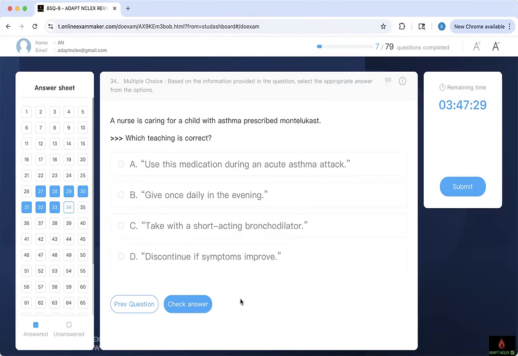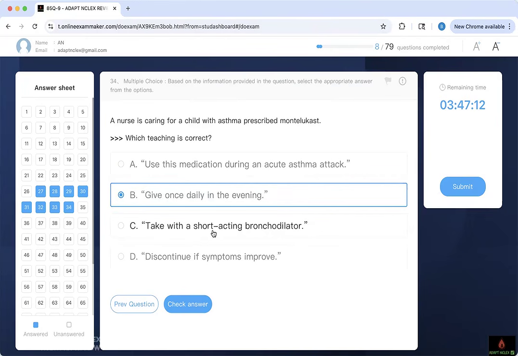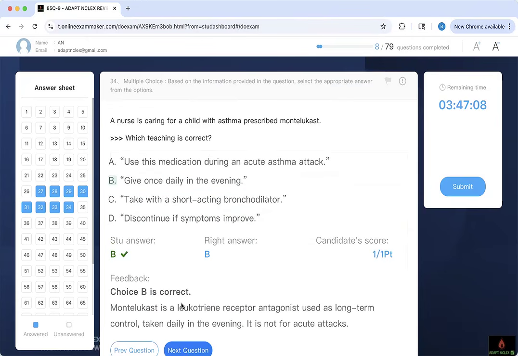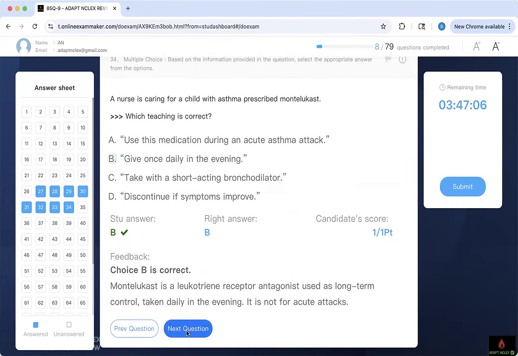What is the question asking? It's asking you, what is the treatment of asthma using Montelukast? And what do you need to know? Montelukast is long term. Therefore, don't use it in an acute situation. A is wrong. You're going to take it daily. It's not a short-acting bronchodilator. And you should not just stop using it right away. So that's the right answer.